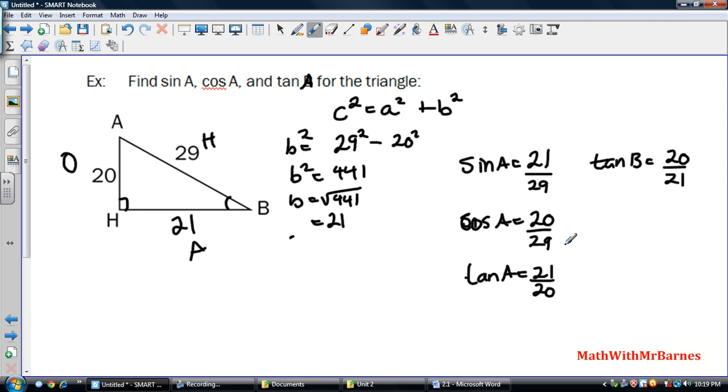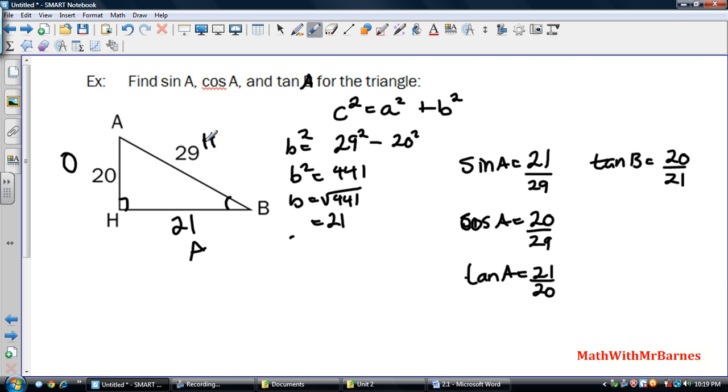So if you ever want to find it from the perspective of the other angle, you have to make sure you relabel these opposite and adjacent ones. Alright, so sometimes this is an important question, guys. Good test question, great test question.